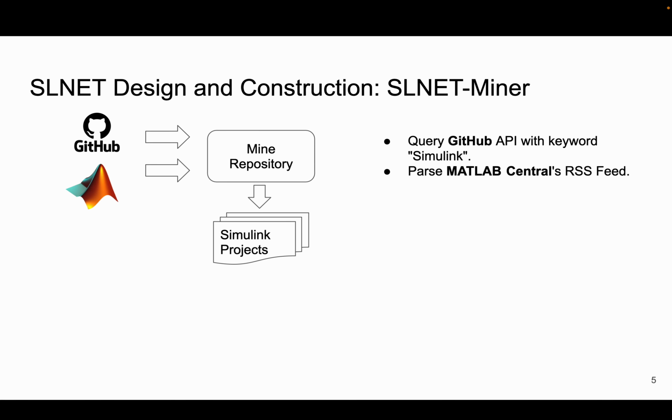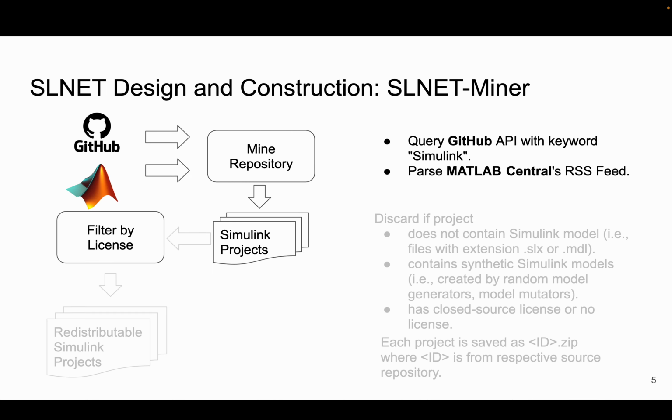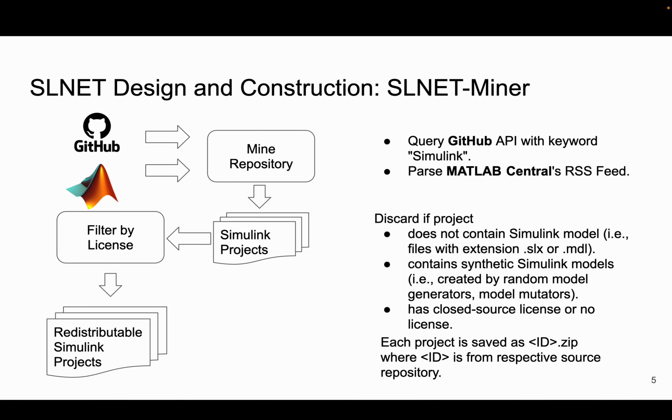To address all these issues, we built SLNET. Let me show you how we built it. First, we query the GitHub API with the keyword Simulink and parse MATLAB Central's RSS feed to download potential Simulink projects. We ensure that each project has at least one Simulink model in it. Then we discard projects aimed at generating synthetic Simulink models and also discard those which do not have any license file or have closed source licenses.